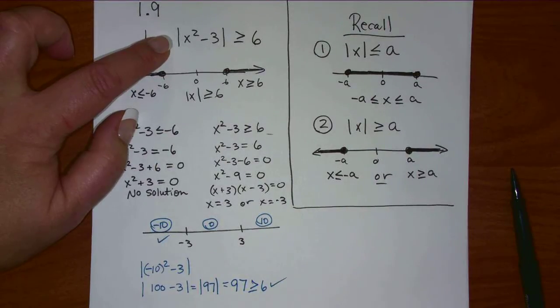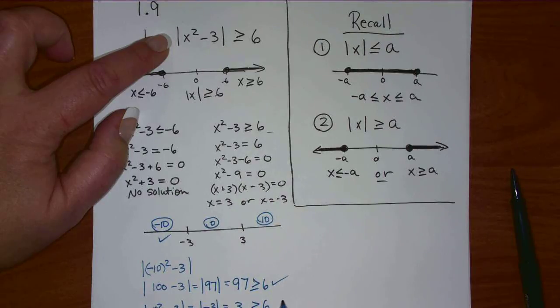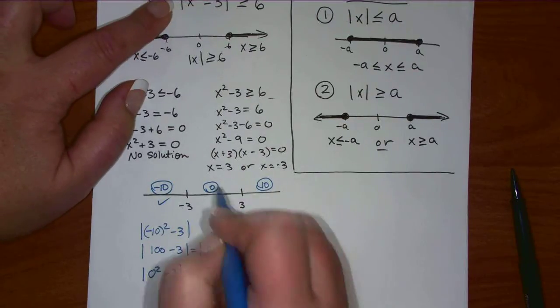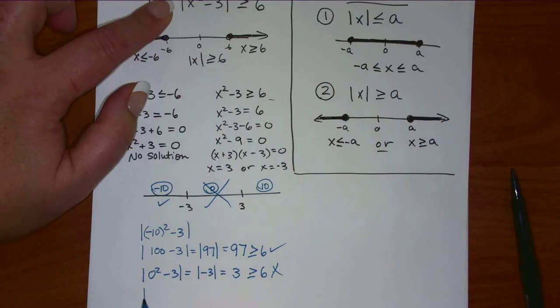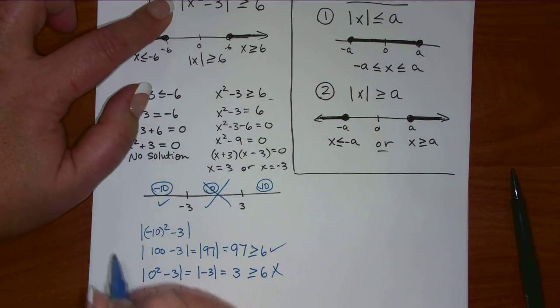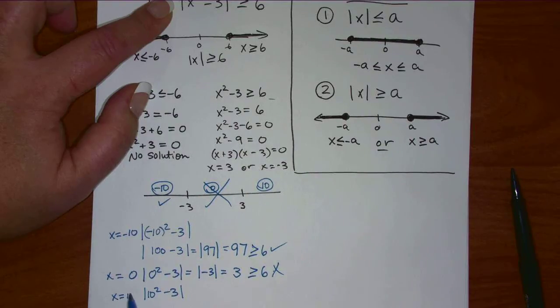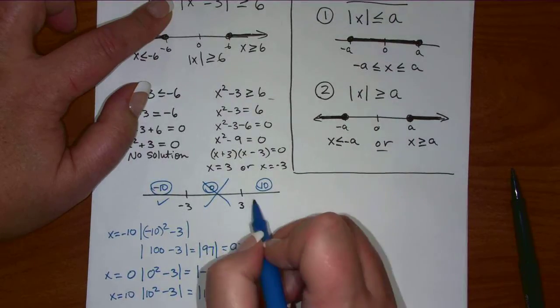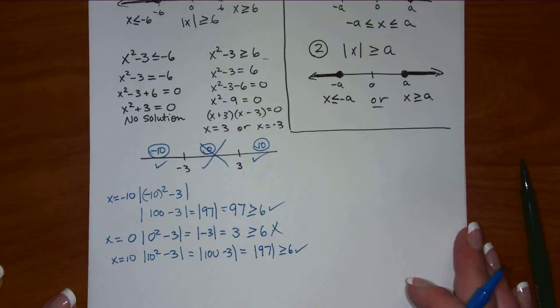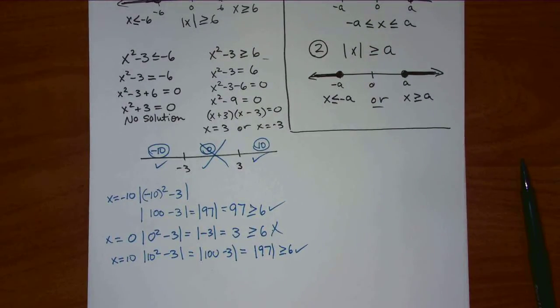So that worked. If we plug 0 in, 0 squared minus 3, minus 3. Absolute value of -3 is 3. Is 3 bigger than 6? No. And will the 10 work? So this was plugging in the -10, plugging in the 0, and plugging in the 10. So that works. So now we figured out what works. How do we write our solution?